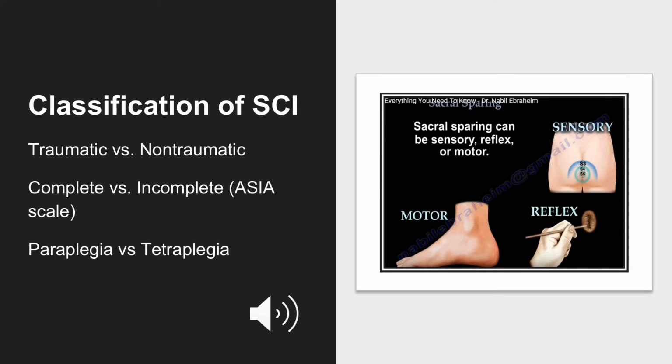Both the complete and incomplete spinal cord injuries, though, would have an intact bulbocavernosus reflex, which is shown, and this would appear after the initial period of spinal shock, which I'll talk about later. And lastly, depending on the level of injury, patients could be paraplegic or tetraplegic.